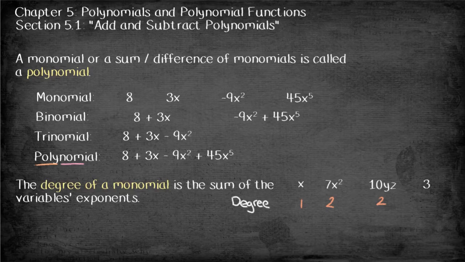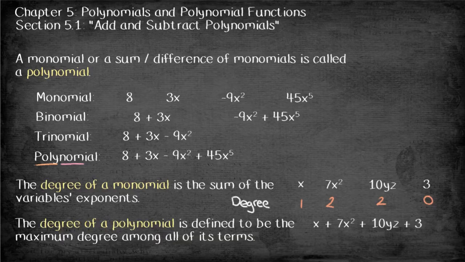And over on the right-hand side there, we have 3, which is just a lonely little number. We are considering constants to be monomials with degree 0. So we know that a polynomial is a bunch of monomials smacked together with addition and subtraction. So the degree of a polynomial is defined to be the maximum degree among all of its terms. This x plus 7x squared plus 10yz plus 3 is a polynomial in 3 different variables, x, y, and z. And the maximum degree of its terms is 2. So the degree of this polynomial is 2.